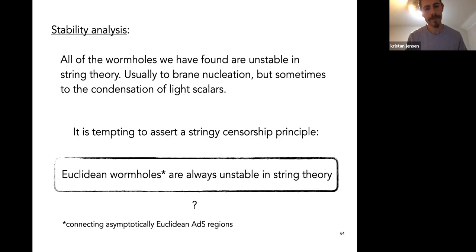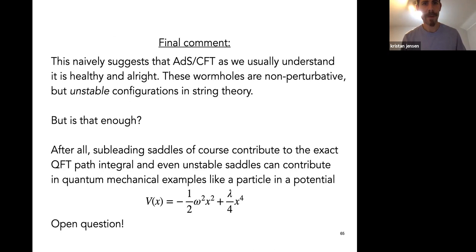Right. Well, maybe I'll finish with this. I'm still puzzled. I'm happy to see that all these configurations are unstable because I would like to believe in the sacrosanct status of AdS/CFT, in particular, that CFT partition functions factorize. But I have some worry that it's not enough that these configurations are unstable. Within ordinary quantum field theory, we know of plenty of instances where subleading saddles contribute to the path integral. That's almost by definition. But we know of examples in quantum mechanics where complex or unstable saddles can contribute to the path integral.